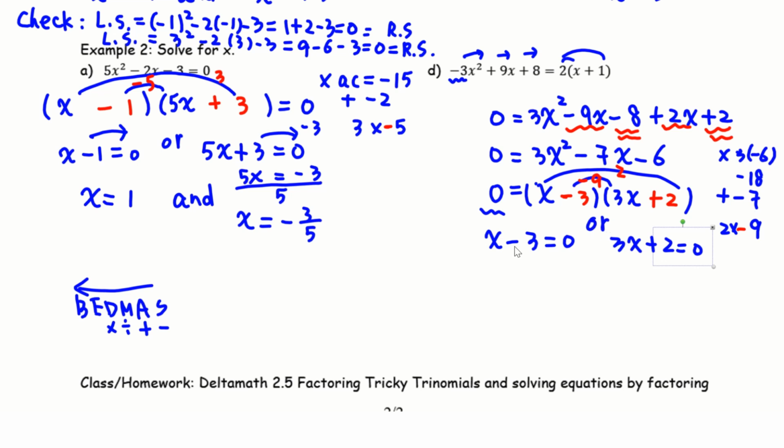Otherwise it's uncertain. So minus 3 to the other side is positive 3. For this one, plus 2 moves to the other side as the opposite, negative 2. Then move the 3 to the other side, the opposite is division, x equals negative 2 over 3. So they are the two x-intercepts.